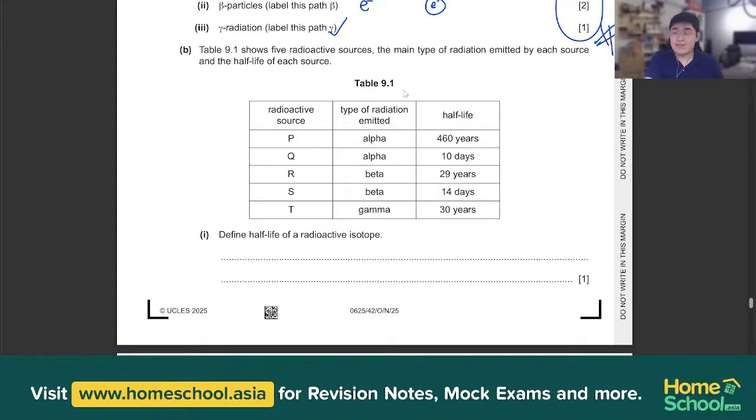Okay, so now let's go on to part B. Part B is looking at 5 radioactive sources. But first, before we look at any of this, we want to know what exactly is the half-life of a radioactive isotope. We need to define it. Simply put, you can just write this down: the half-life of the isotope is the time taken for half of the number of radioactive nuclei to decay. All right, so let's write it down.